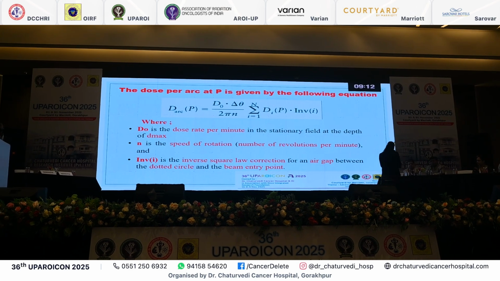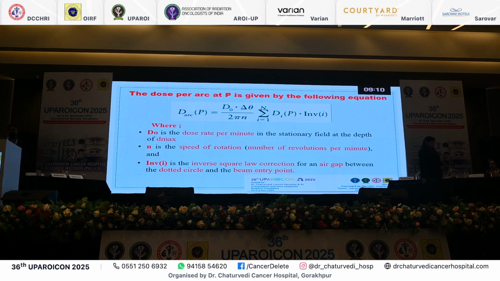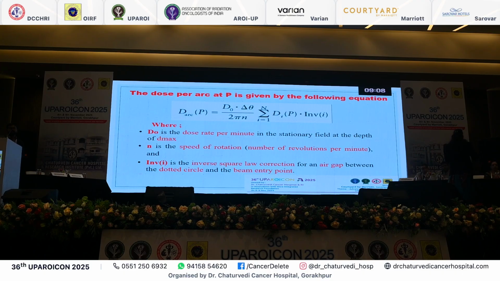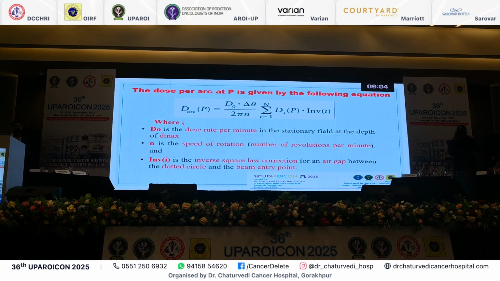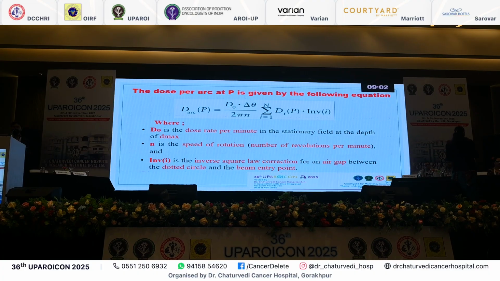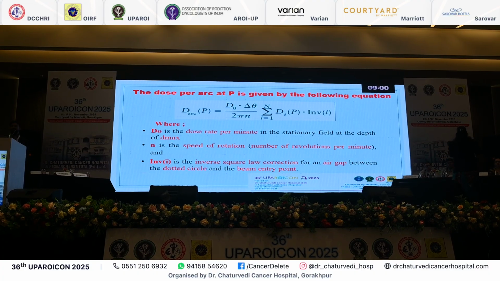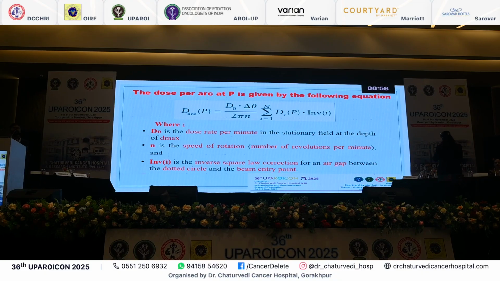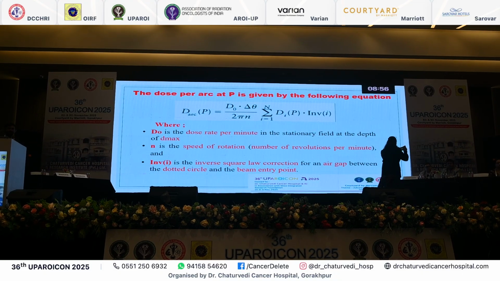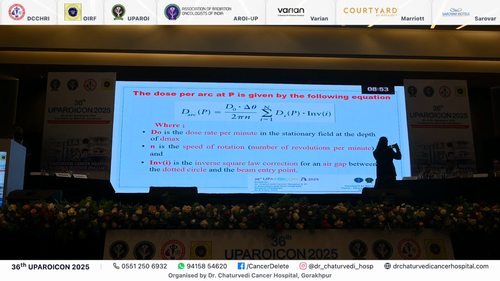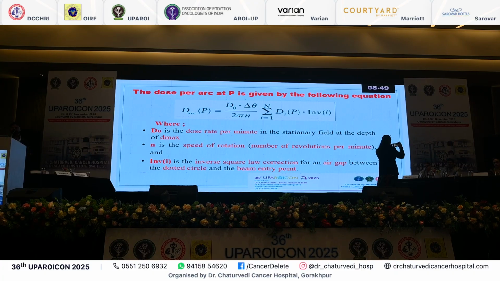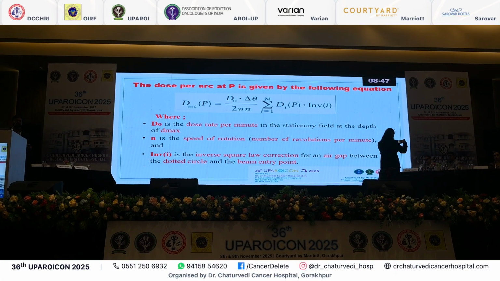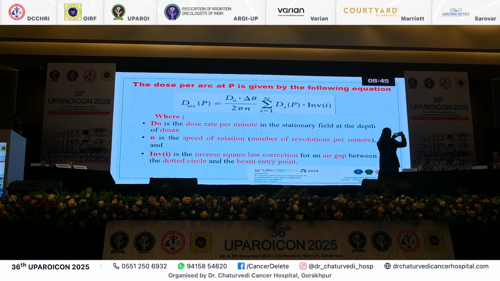The dose per arc at point P is given by the following equation: D_P = (D0 × dθ / 2πn) × Σ (i = 1 to n) D_i × inverse square law factor, where D0 is the dose rate per minute, n is the speed of rotation, that is number of revolutions per minute, and the inverse square law correction factor is applied.